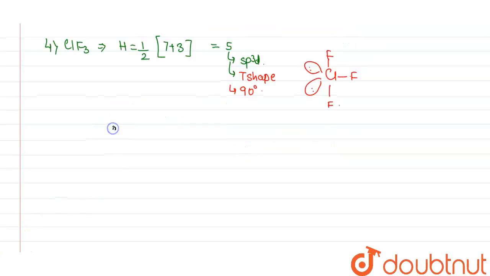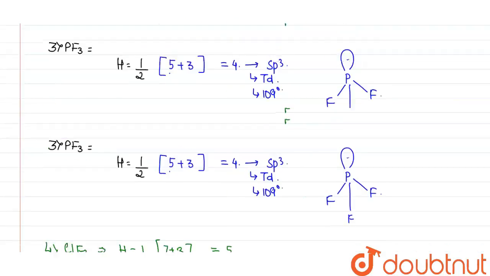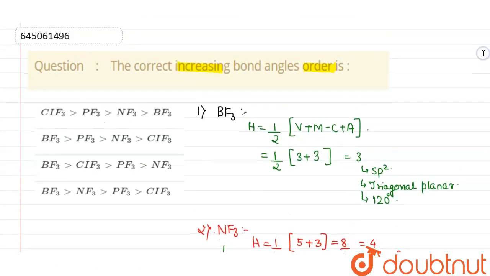Now if we write the increasing order, ClF3, as it has a 90 degree bond angle. Sorry, if I am writing the order, then BF3 has the largest bond angle with 120 degrees, followed by PF3 with 109 degrees. Later it will be NF3, 101 degrees, and ClF3 at last. So let's see which one of the orders is correct here. So the last option we can see here is BF3 has the highest bond angle, followed by NF3, later it is PF3, and at last ClF3.